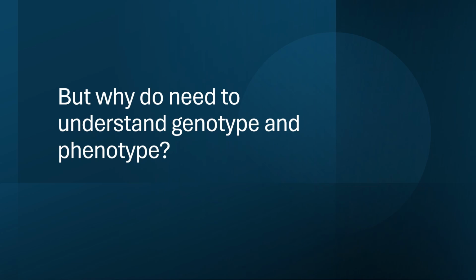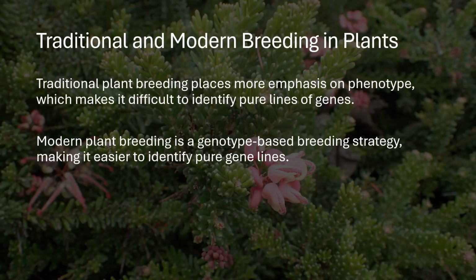Like, what's the point? The point is there's traditional and modern breeding in plants nowadays, and traditional plant breeding places more emphasis on phenotype, which makes it difficult to identify pure lines of genes, and modern plant breeding is a genotype-based breeding strategy, making it easier to identify pure genes.